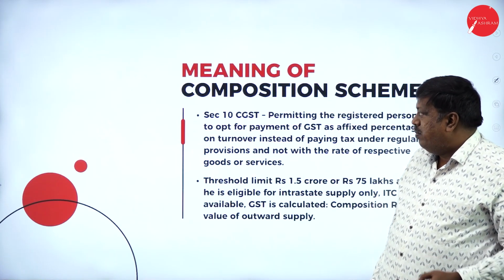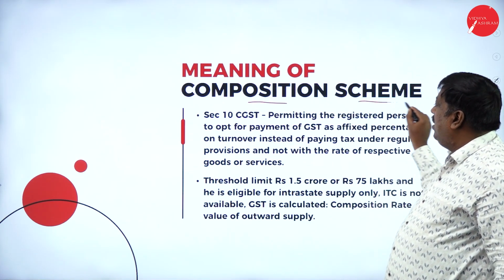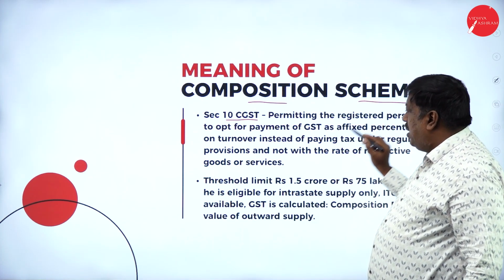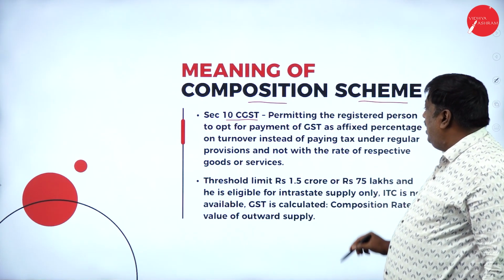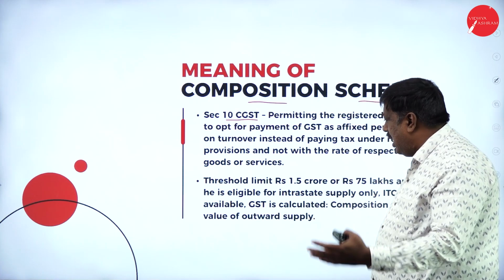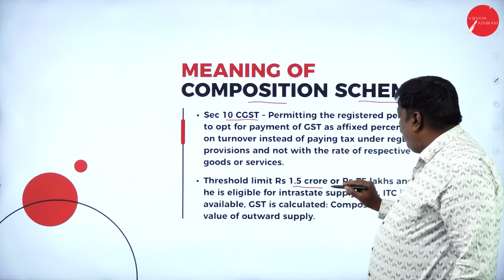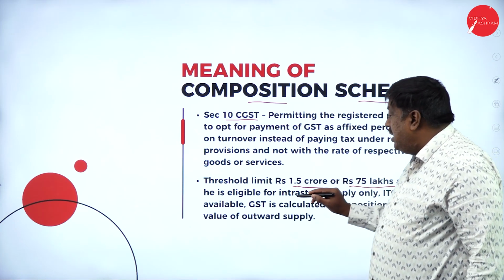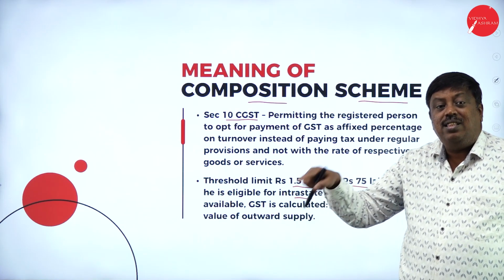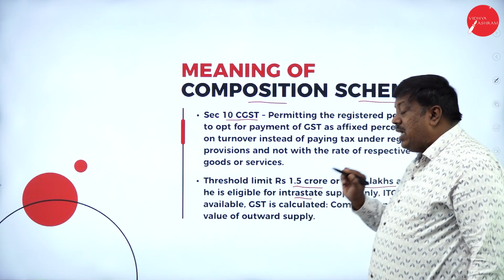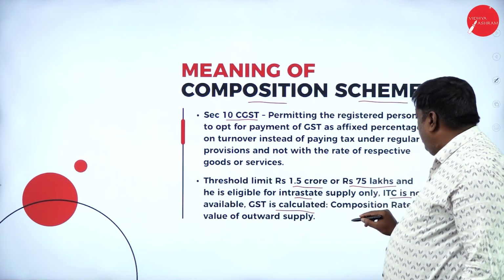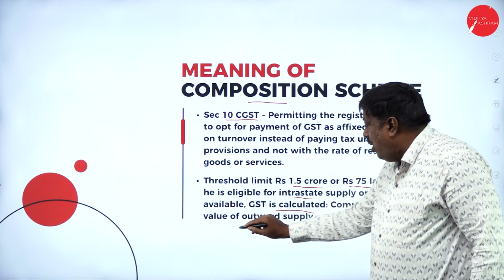He has to calculate output GST, and input tax credit benefit is available for the regular scheme. Now the composition scheme, under Section 10 of CGST, permits the registered person to opt for the payment of GST as a fixed percentage on turnover instead of paying tax under regular provisions. They're saying that if the limit is 1.5 crore or 75 lakhs, he is eligible for intrastate supply only, within the state, and input tax credit is not available for him. GST is calculated as composition rate into value of outward supply.